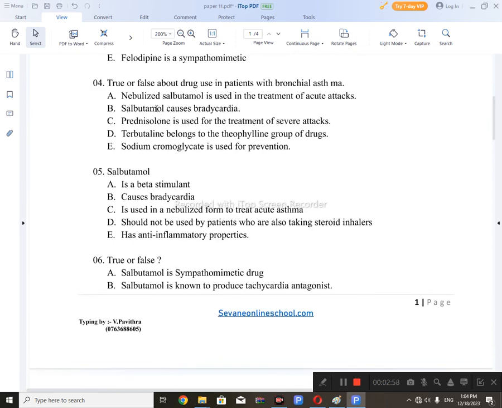True or false? Nebulized salbutamol is used in treatment of acute attacks. True. Salbutamol causes bradycardia. False. Prednisolone is used for the treatment of severe attacks. True. Terbutaline belongs to the theophylline group of drugs. False. Sodium cromoglycate is used for prevention. True.